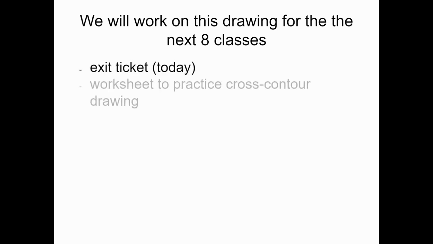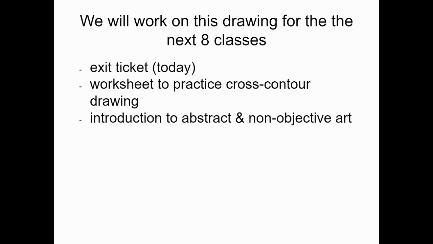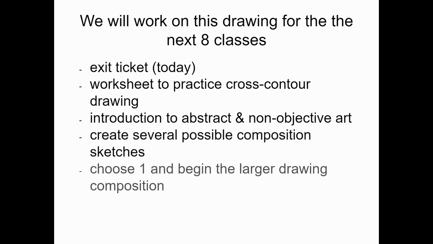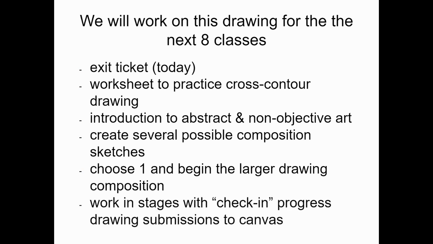We're going to work on this drawing for the next 8 classes or so. Today, there'll be an exit ticket. Next class, we'll work on a worksheet that's going to practice our cross-contour drawing skills. Then we'll get into abstract and non-objective art in a more specific and deeper way so we have a better understanding. Then we're going to create several possible compositions for our finished drawing. We're going to choose one and begin the larger drawing composition, and then over a series of classes with check-in each day, we're going to work on completing our drawings.